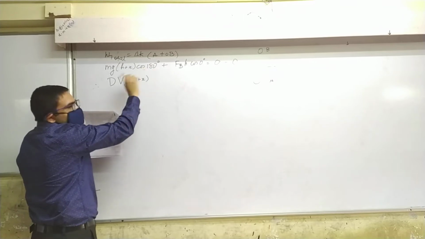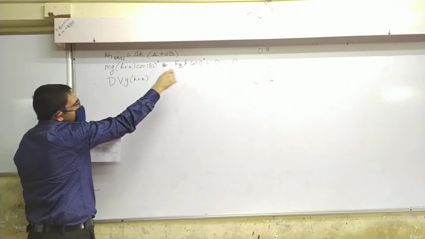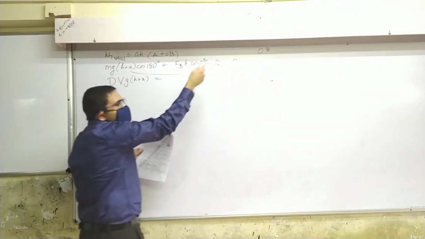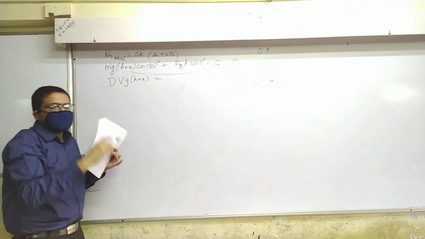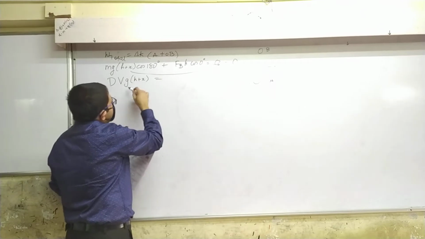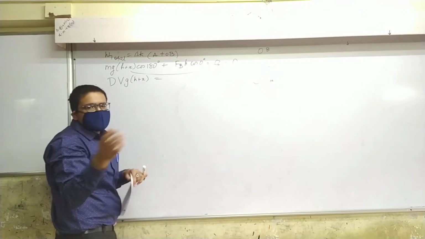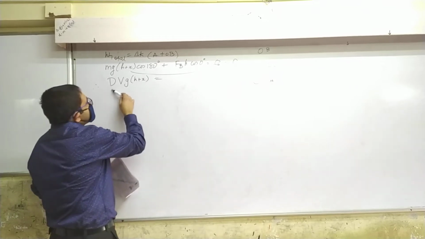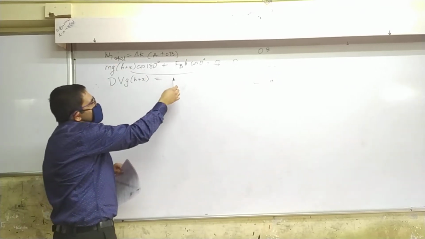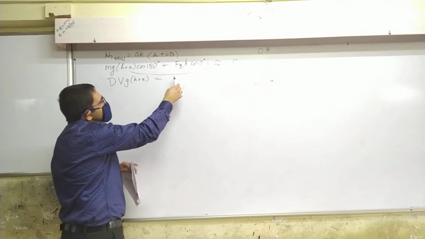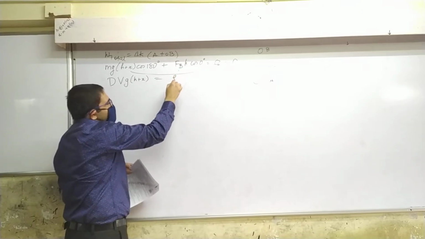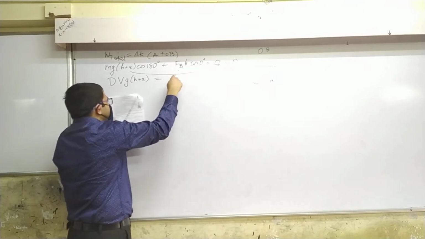Now this is minus 1. When it goes on that side, it will become plus. So this is equal to this. I hope you get what I'm doing. So DVg into h plus x is equal to FB. What will be FB? Density of liquid, that's water or tea.